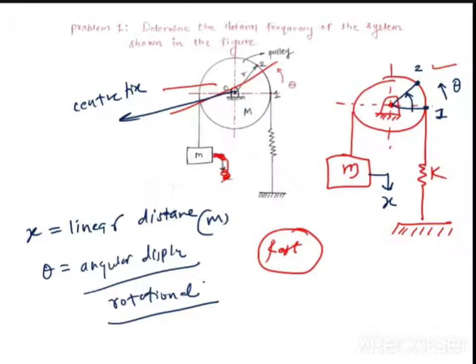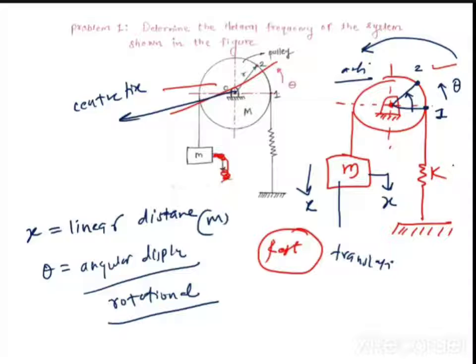Guys, try to understand that whenever you are giving x as a linear displacement to the mass m, this x is nothing but the linear displacement. Means what? What is the motion of mass m? The motion of the mass m is translational. Because of this x, there's an angular displacement theta. In which direction? Because x is moving in the downward direction, the pulley will be pulled in a downward direction. So this motion will be anti-clockwise. So this theta is nothing but angular displacement. So the pulley will be having a rotational motion.